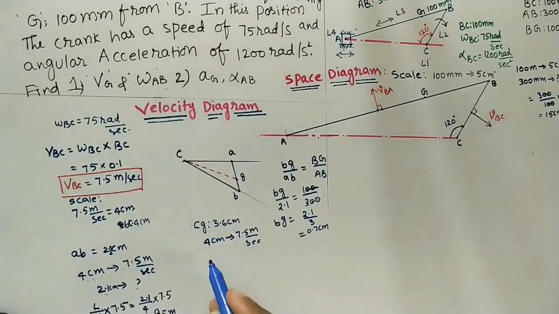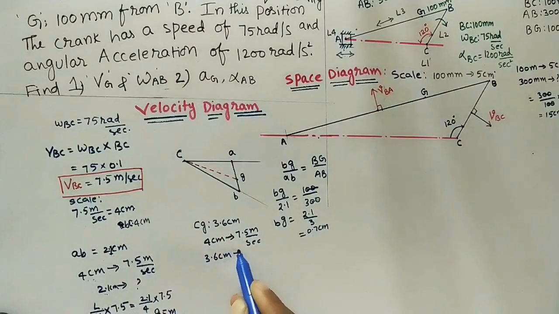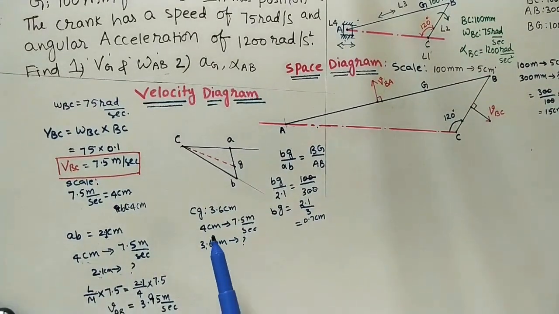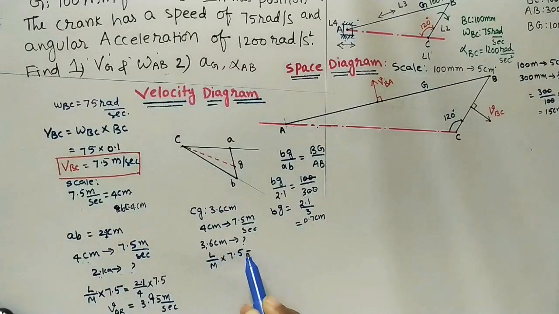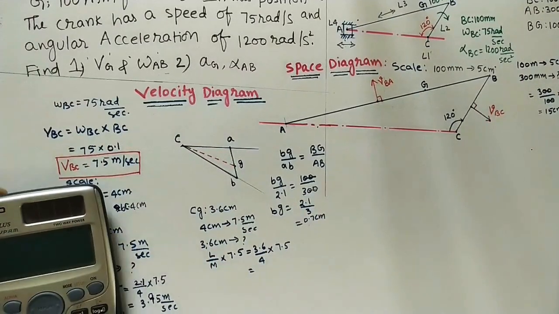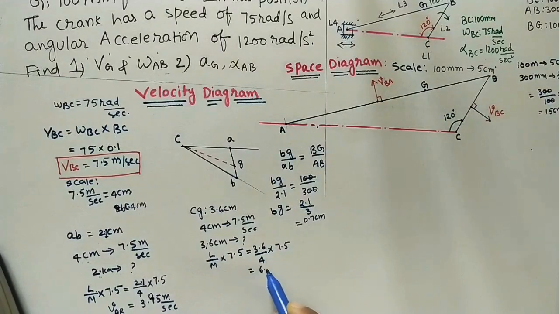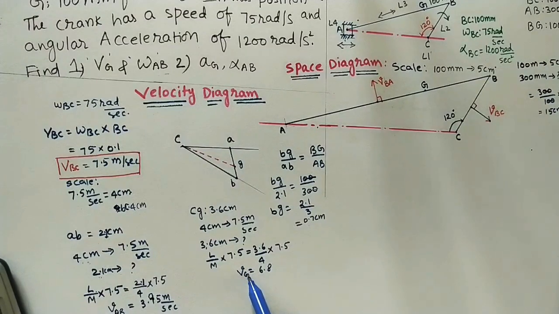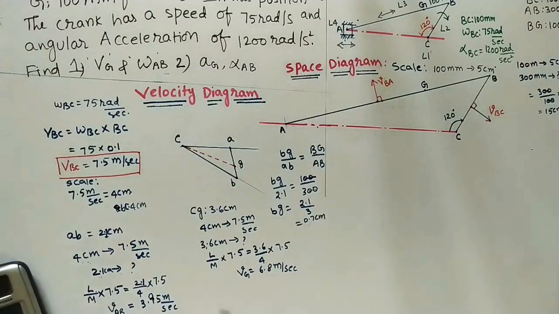For 3.6 centimeters, how much is it? In it 4 is the more value. For more value it is also more, for this less value it is less. So less by more into 7.5. So we get less value 3.6 by more value 4 into 7.5. Calculating this, we get 6.75, or 6.8 also we can take. It is the velocity of G. The units are meter per second. This is the required answer for this question.